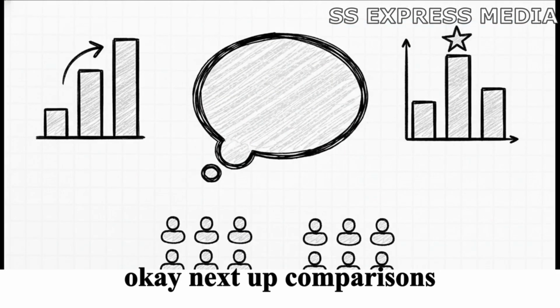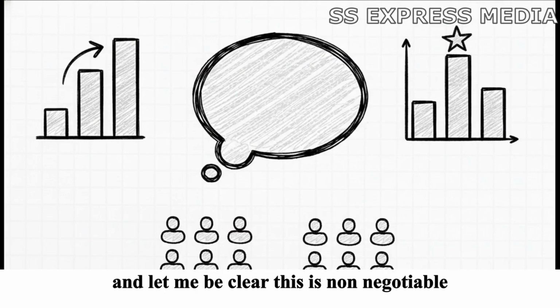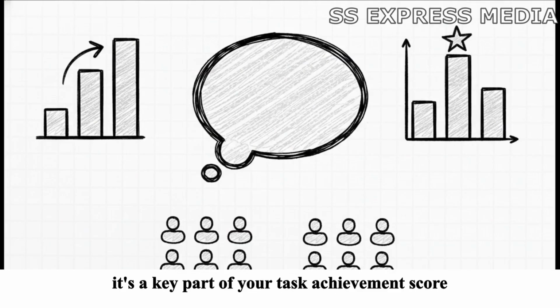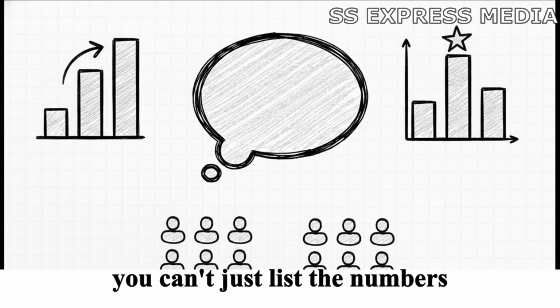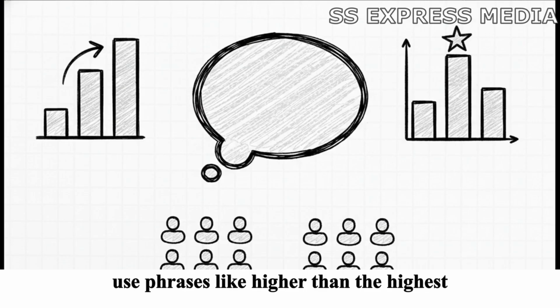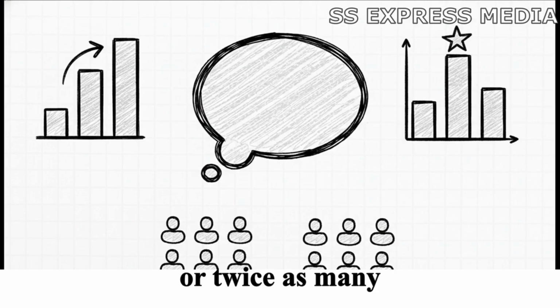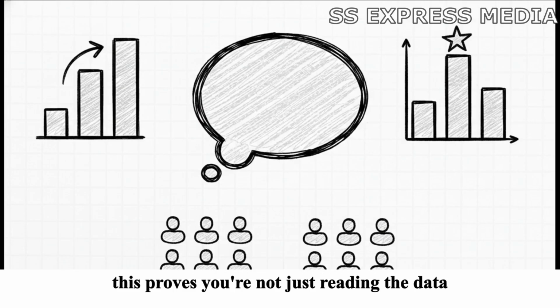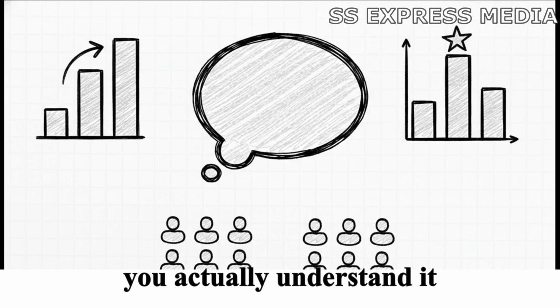Okay, next up, comparisons. And let me be clear, this is non-negotiable. It's a key part of your task achievement score. You can't just list the numbers, you have to compare them, show the relationships. Use phrases like higher than, the highest, or twice as many. This proves you're not just reading the data, you actually understand it.